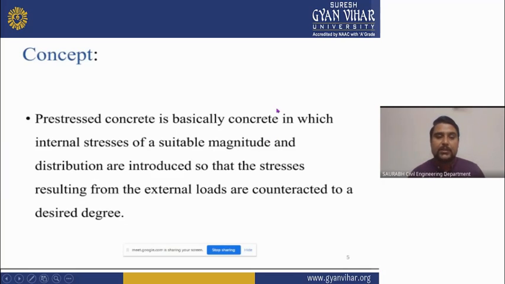Now we will learn the concept behind pre-stressed concrete. Prestressed concrete is basically concrete in which internal stresses of a suitable magnitude and distribution are induced so that the stresses resulting from the external load are counteracted to a desired degree.